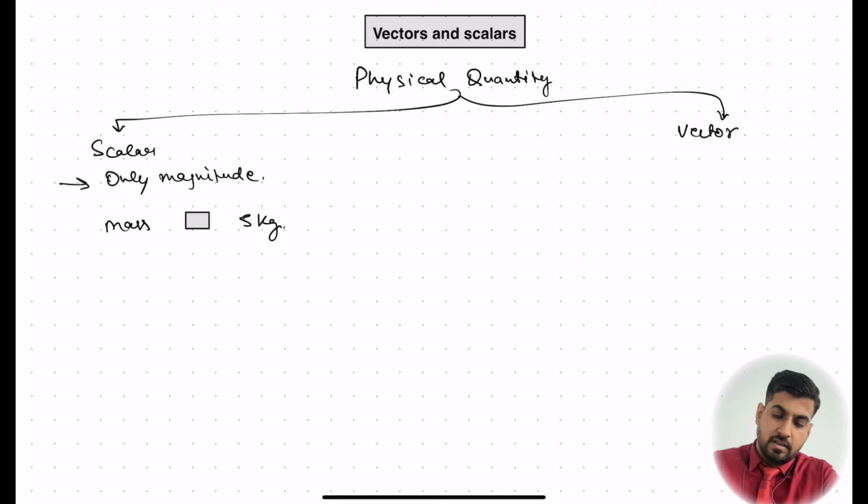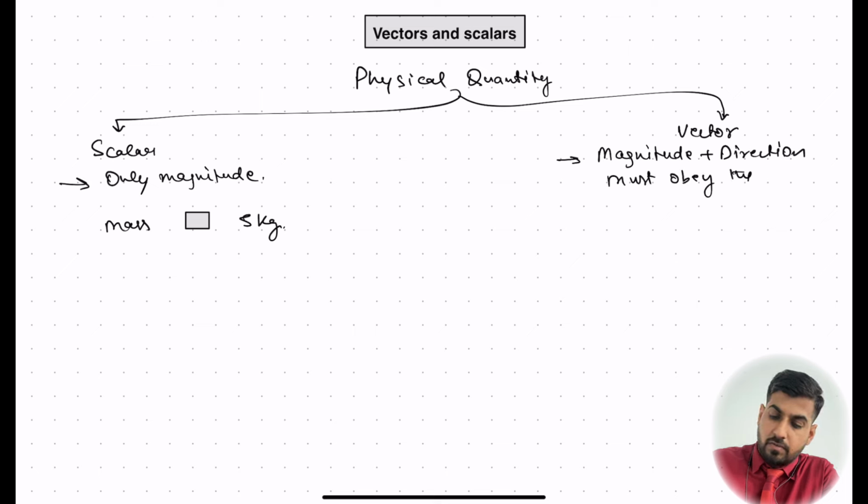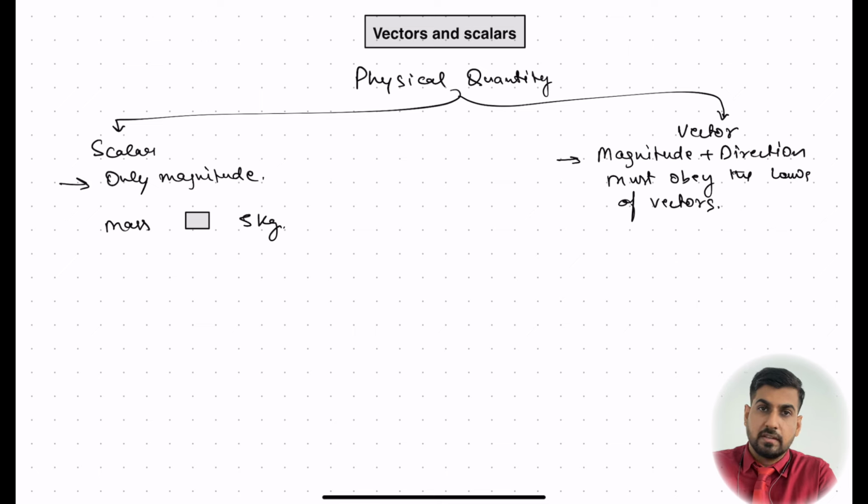But when I say vector, the vector quantities are all those quantities which have magnitude plus direction, as well as it must obey the laws of vectors. Now, what are these laws of vectors? That is what we are going to discuss in this particular session.